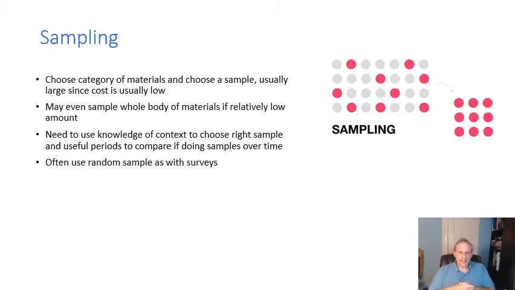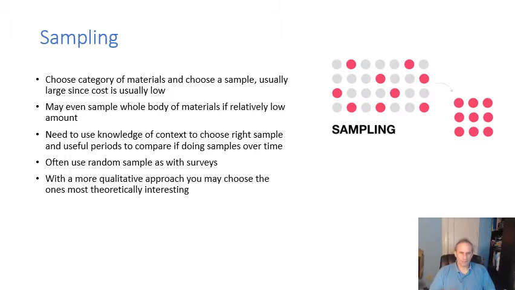Now, if you are using a subsample, much like surveys, you're often going to want to do a random sample so that whatever materials you examine, they're likely to be representative of the broader materials in the whole body of media production that you're looking at.